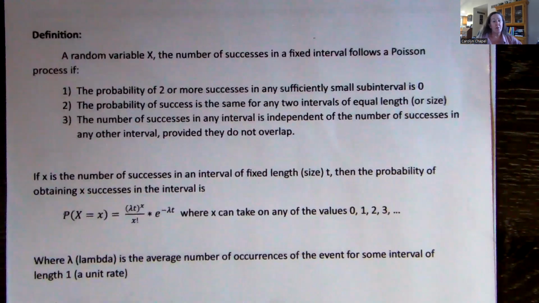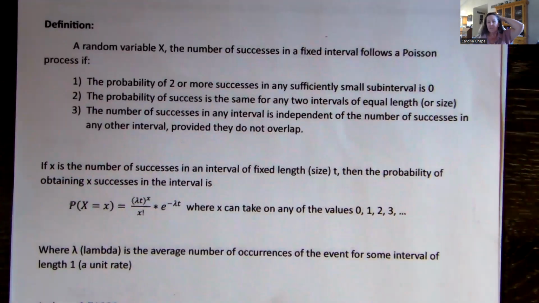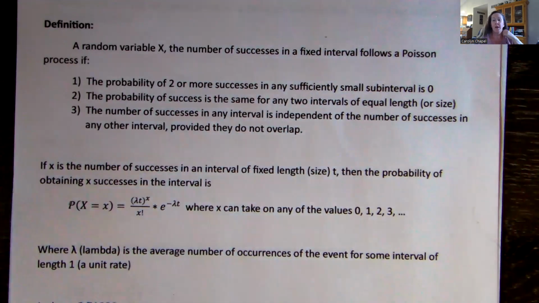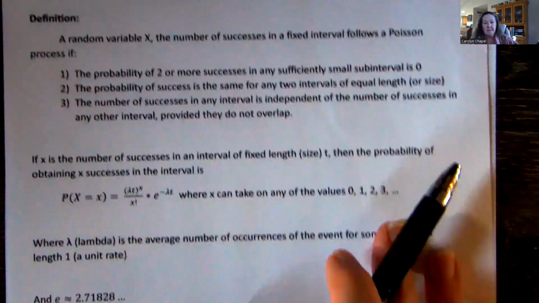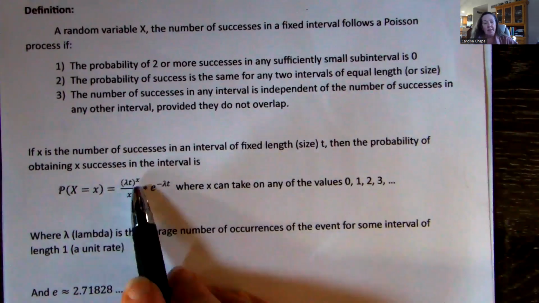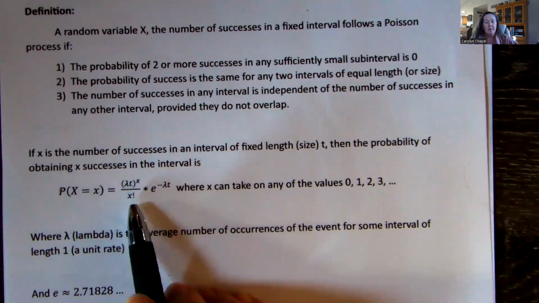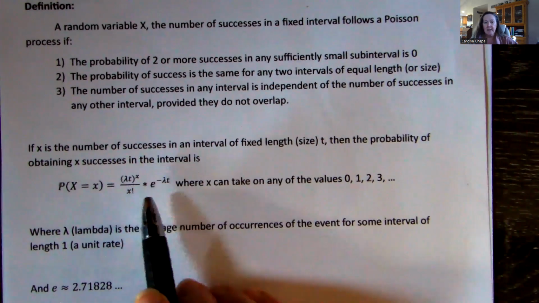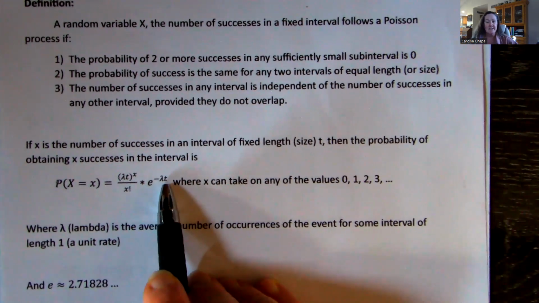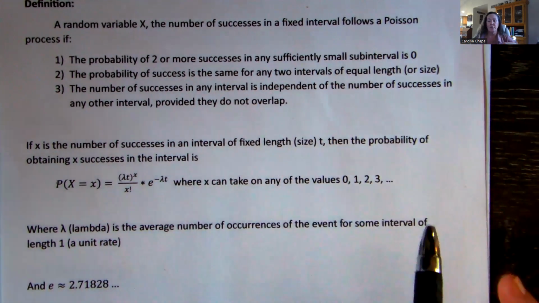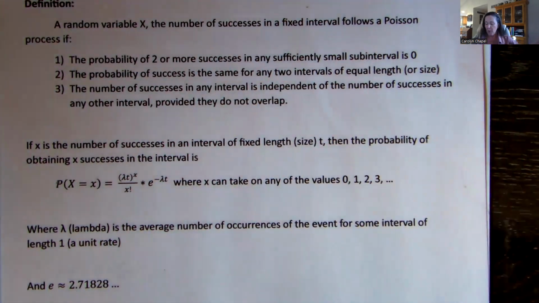Okay, the formula then is as follows. If it does follow this Poisson, then the probability of getting X successes in that interval, remembering X is the actual number of successes we're looking at, is equal to lambda t raised to the X power, divided by X factorial, times e to the negative lambda t, where X can take on any value, 0 to however large you want to go.